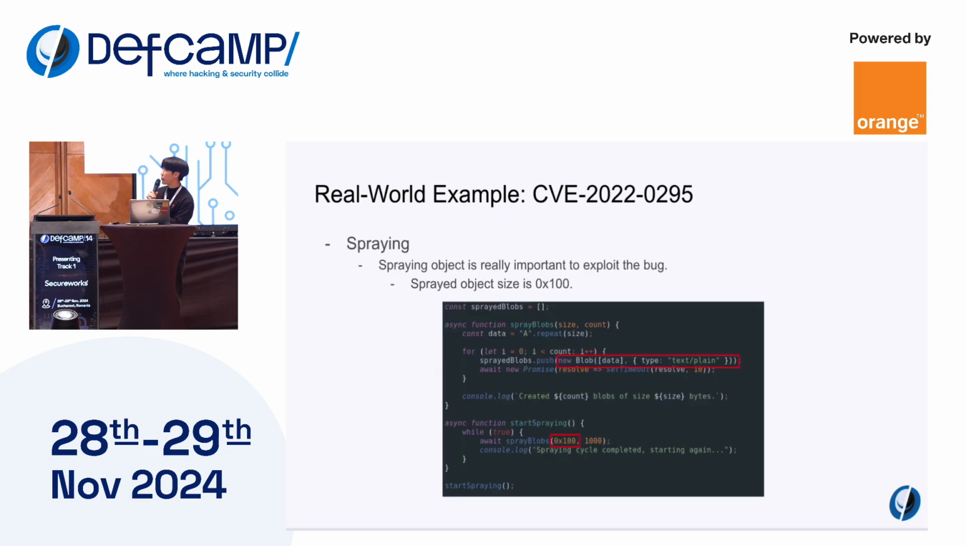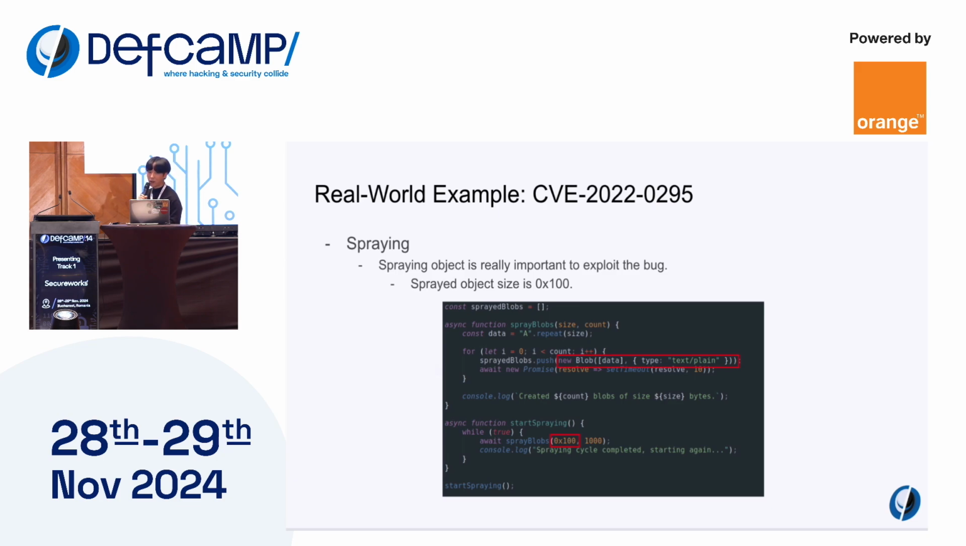So this is the script for heap spraying, and this code executes when the victim opens the attacker's website. In this case, I use the blob to allocate the heap memory in the browser process. The attacker can allocate any size of chunks using a blob and can read or write it freely. Since the target object size for the UAF is 0x100, we use 0x100 as the size for the sprayed object.